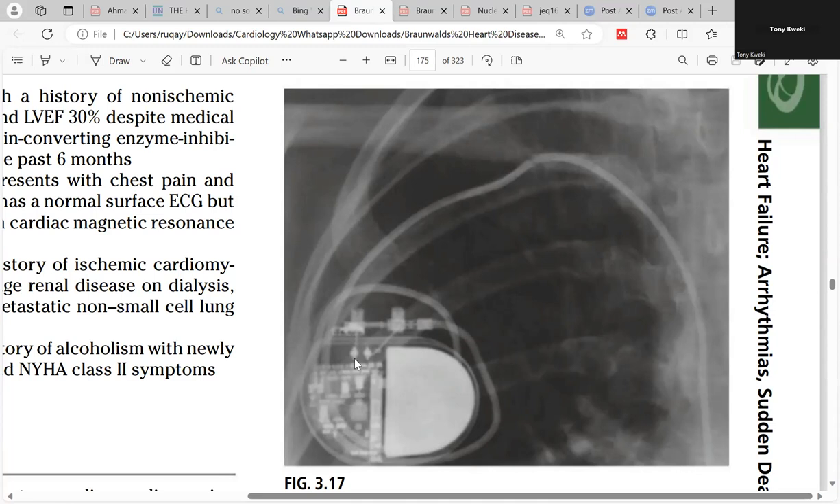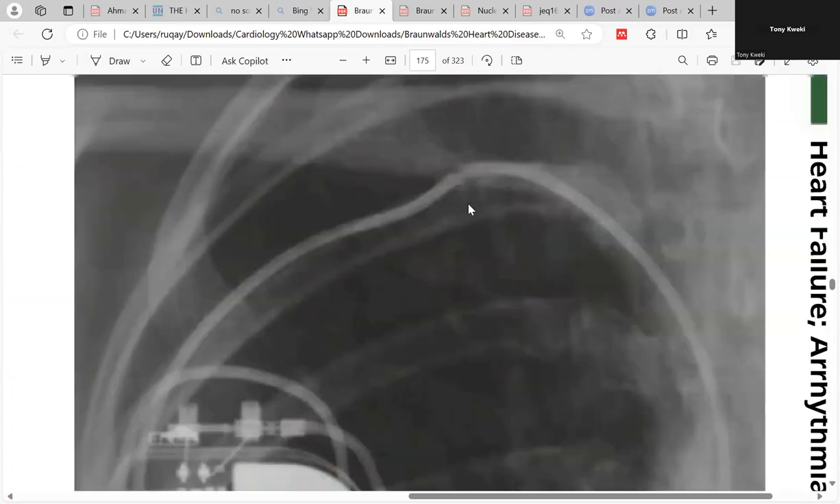Okay, fine. So we see a pacemaker with a single lead, and where my arrow is pointing, there's a lead fracture. If it's not very clear, you could still go look at the book when you have time. Let me just zoom. Right here, there's a lead fracture.